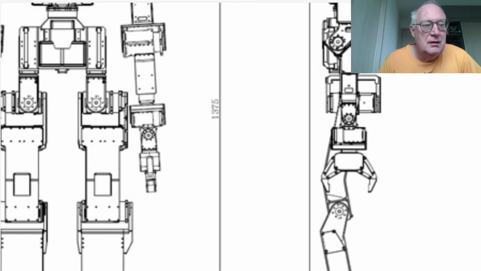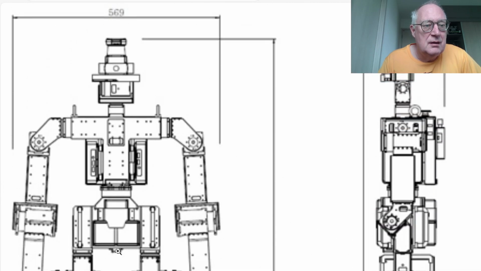When we put the inertial frame at this location here in the groin of the robot, but now we just start with the upper body, the torso here.